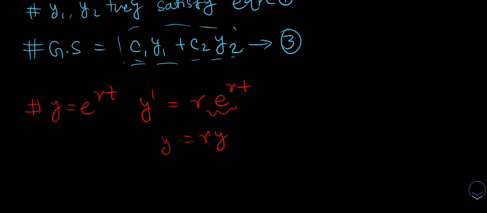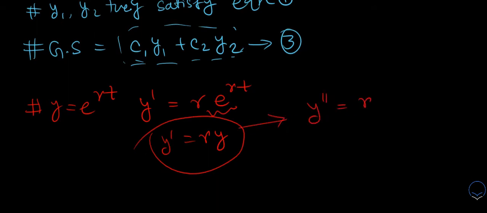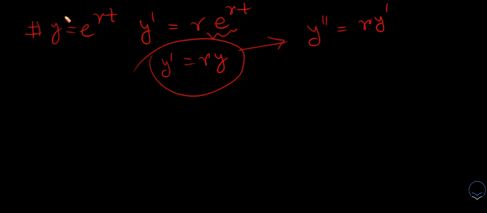And if you differentiate this again, this will be y double prime, and you have r y prime, right? So stuff like this. This motivates us towards finding our solutions in terms of the exponential solution. So let's try to see what happens if you put y equals e to the power rt, a trial function, into the differential equation.